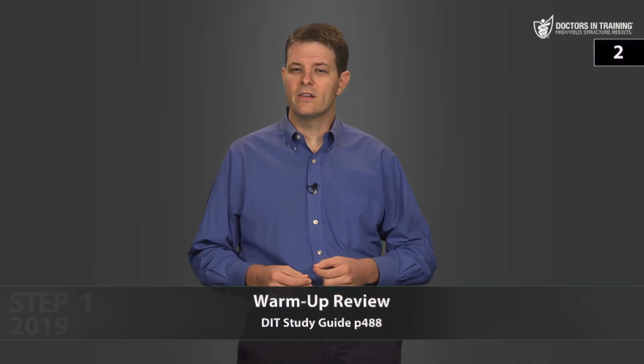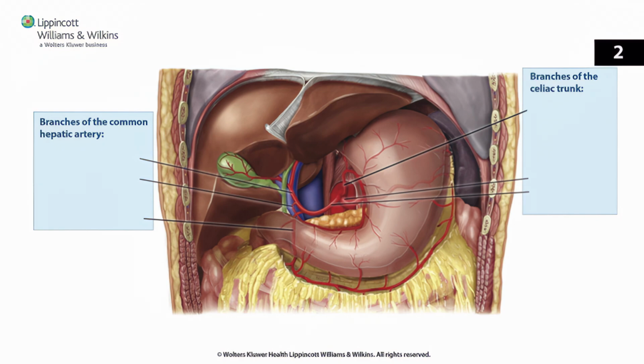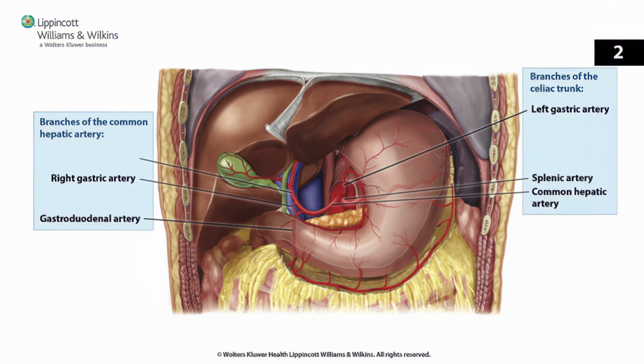Next, what are the branches of the celiac trunk? So the 3 branches that directly come off the celiac trunk are the left gastric artery, the splenic artery, and the common hepatic artery. And then the common hepatic artery gives off the gastroduodenal artery, the right gastric artery, and the proper hepatic arteries, which divides into the right hepatic artery and the left hepatic artery.